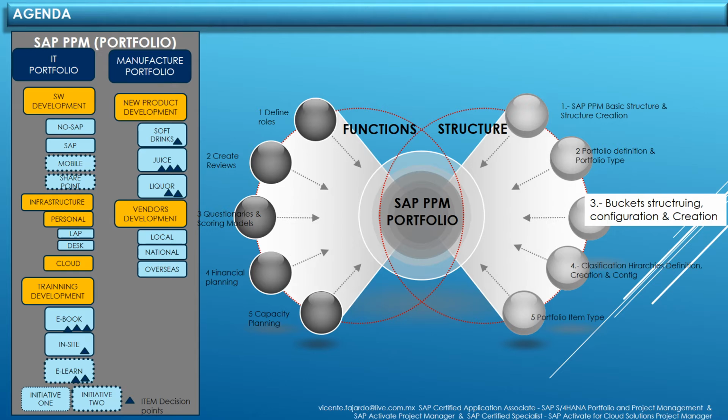Well, we have already explained the upper element, portfolio and portfolio type. Now it's time to explain the second element in the structure, the buckets and sub-buckets.